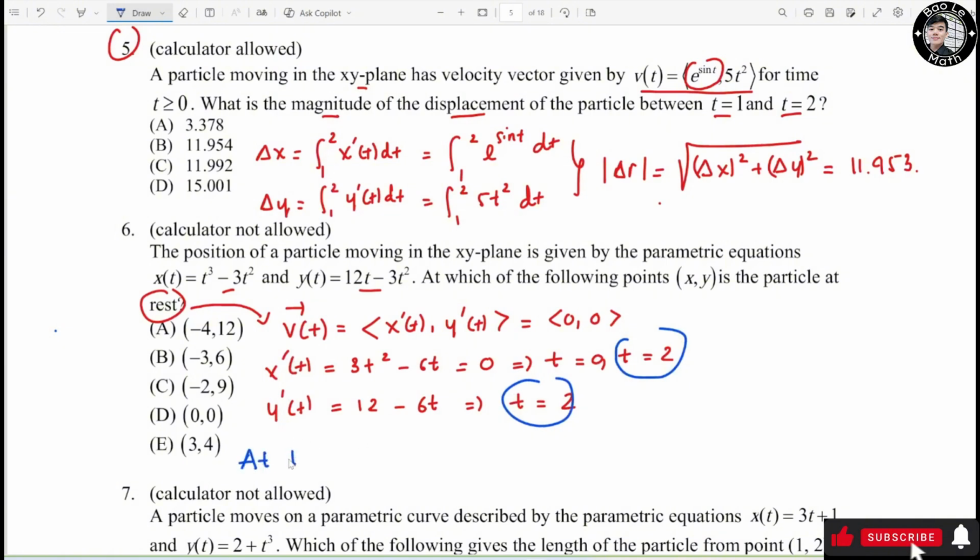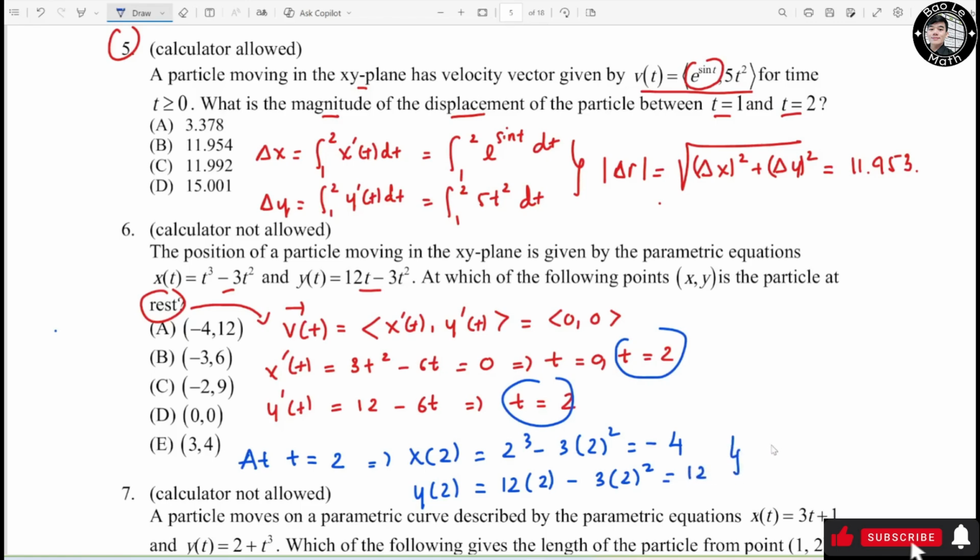So at t equals 2, s of 2 is 2 cubed minus 3 times 2 squared, right? And it's going to be negative 4. Now y of 2 is 12 times 2 minus 3 times 2 squared, right? So it's going to be 12. Then finally, s, y is negative 4, 12. The answer must be A.